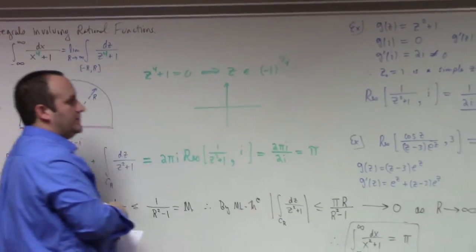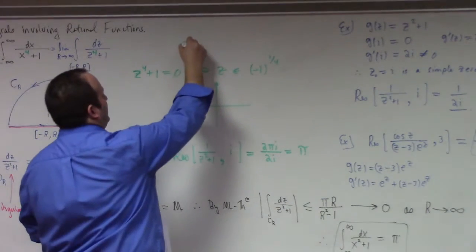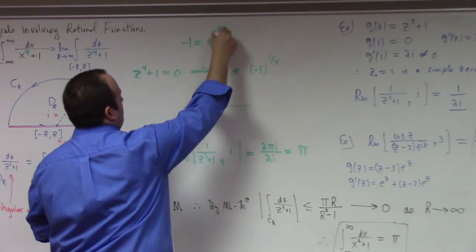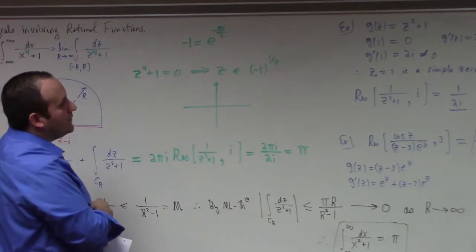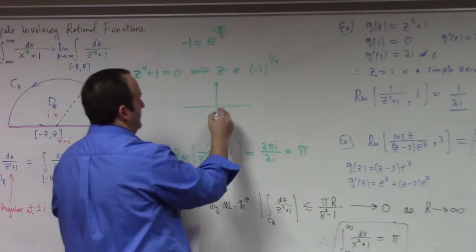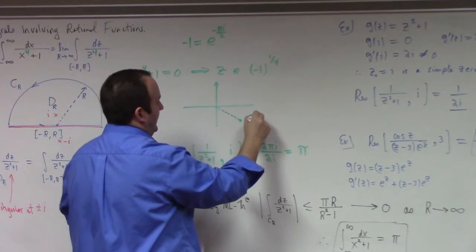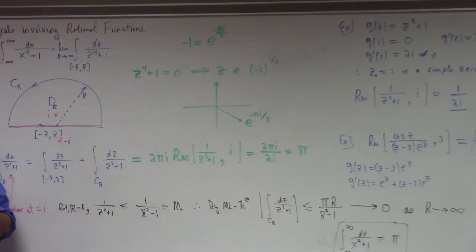Let's see here. Minus 1 equals what? Minus 1 is equal to e to the minus pi i over 2, right? So you divide that by 4, and you get e to the minus pi i over 8. That's one of them, right? And how do you get the rest of the fourth roots of minus 1?